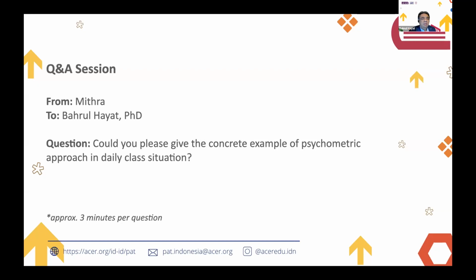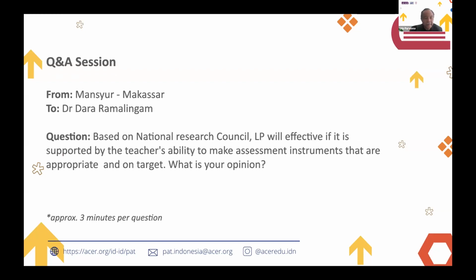I think that's also one of the examples. If you don't have any tool, in Australia it's very fortunate because ACER developed this kind of instrument, and you can of course learn. You can see on the chat. You can learn some of the ACER products about this. Okay, back to you, Pak Urip. Thank you, Pak Bahrul.